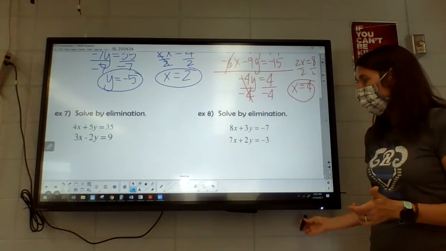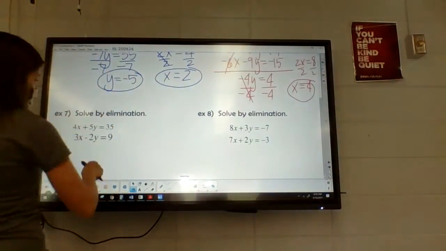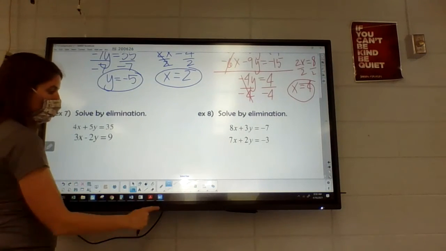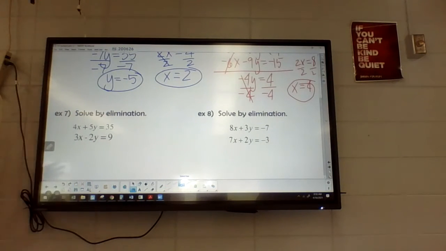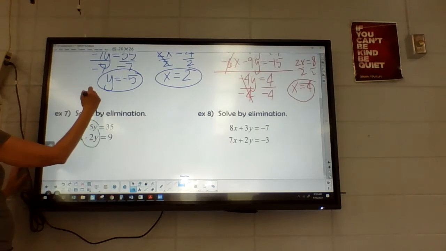So between 4 and 3 or 5 and 2, what jumps out at you guys in terms of what they can become? What can 4 and 3 become? 12. How about 5 and 2? 10. So they both can become something pretty reasonable, but we have to multiply both equations. I lean towards working with the middle one because it's already a positive and a negative, but if you prefer to use the first two, that's fine. So I'm going to make these 10 and negative 10.